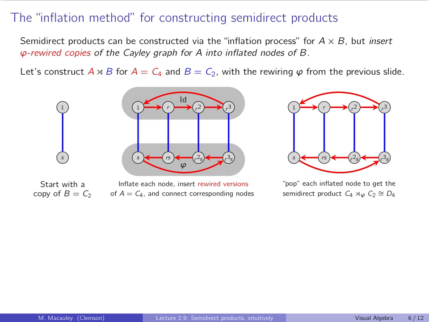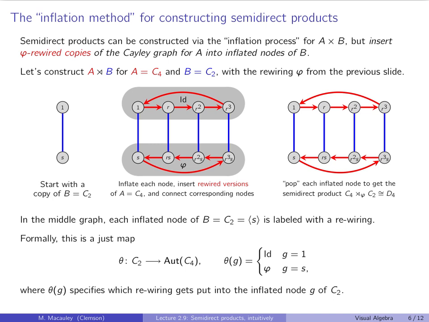And then as before, we pop each inflated node, and there we get the semidirect product of C4 and C2, which is isomorphic to D4. For now, I'm going to put a little subscript phi here, which is the rewiring, although I will change that convention by the end of this lecture and going forward.